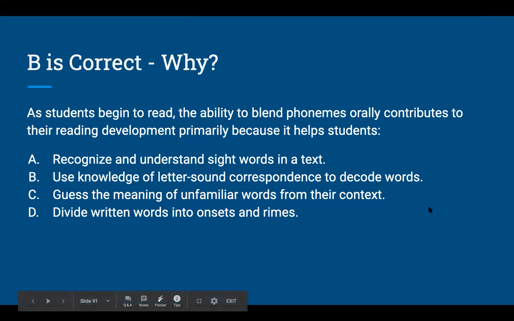So what this truly is asking or talking about is, say a student knows that M makes an M sound, A makes an A sound, and P makes a P sound, and they're looking at a book and they come across the word map. So their ability to blend M-A-P, map, is what they're actually talking about. So a student's ability to blend those phonemes that are represented by those graphemes, the letters that represent the phonemes, contributes to their reading development by using their knowledge of letter sound correspondence to decode words. Matching those letters with the sounds is going to be critical for them to be able to sound out those words.